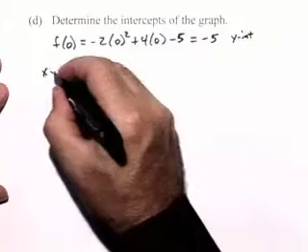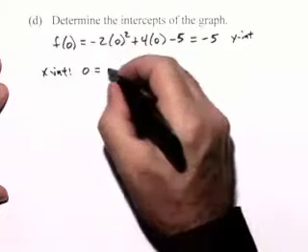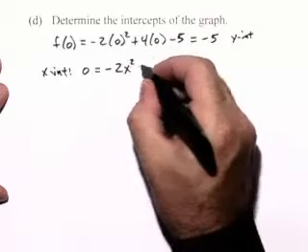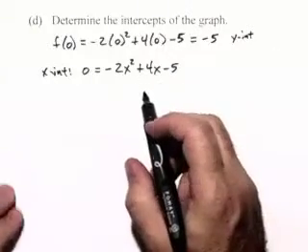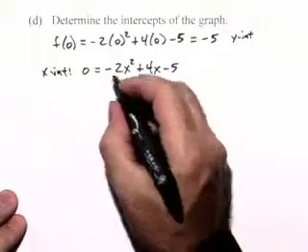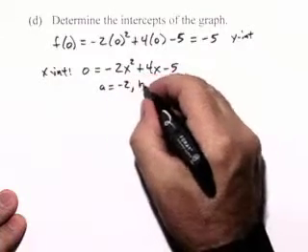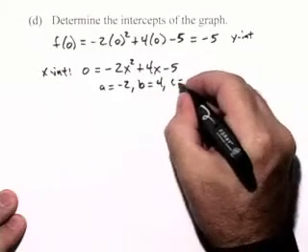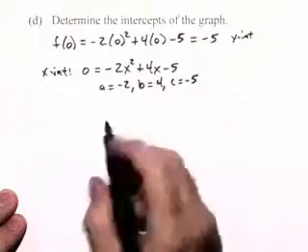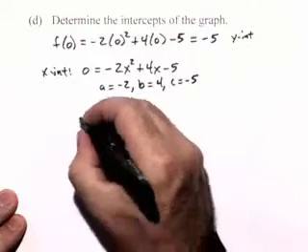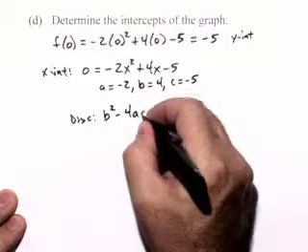To find our x-intercepts, we're going to set our function equal to 0 and solve the resulting equation. So 0 equals negative 2x squared plus 4x minus 5. We'll solve this quadratic equation. We noted earlier that a was equal to negative 2, b was equal to 4, and c was equal to negative 5. So we can use our quadratic formula. First, we're going to find the discriminant. That's b squared minus 4ac.